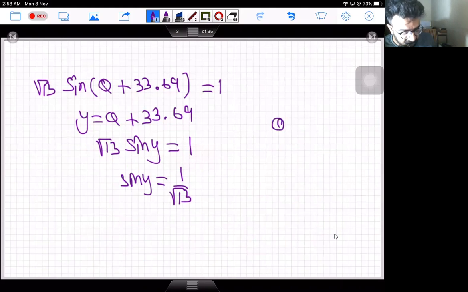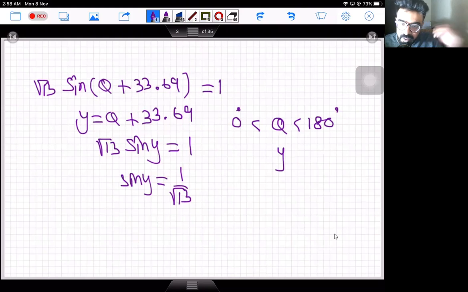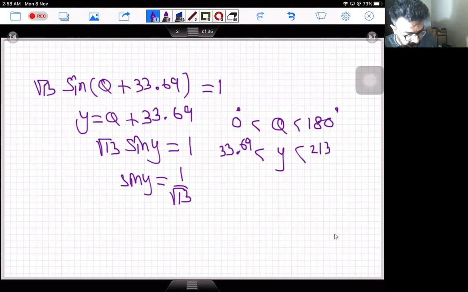So the specified interval is theta greater than 0 and less than 180 degrees. What we need is the interval for y, and y is theta plus 33.69. So I'm going to add 33.69 on both sides. The specified interval for y is 33.69 to 180 plus 33.69, which is 213.69. Now we are going to solve the equation and find the solution for y in this interval, that y is greater than 33.69 and less than 213.69.